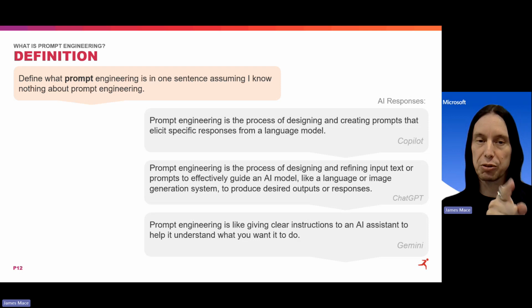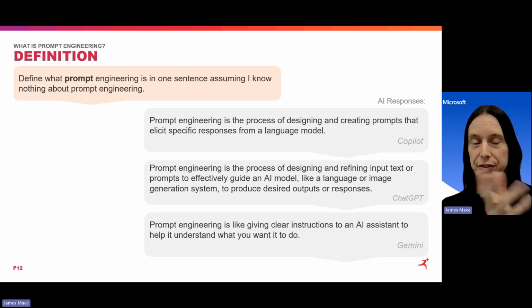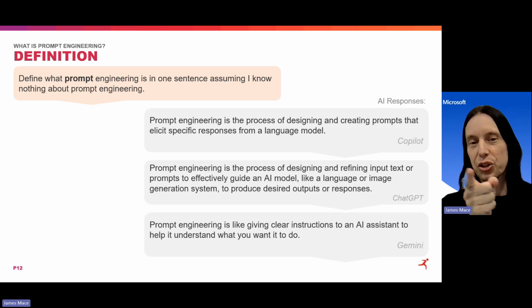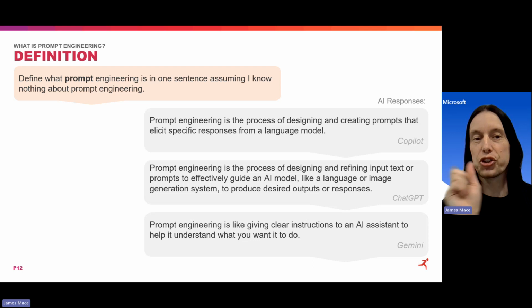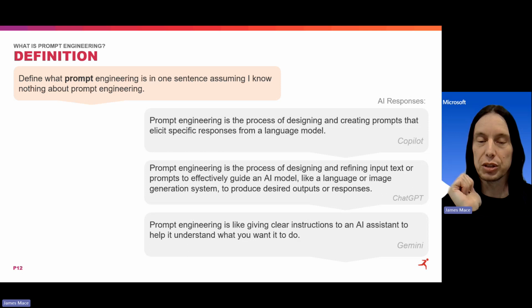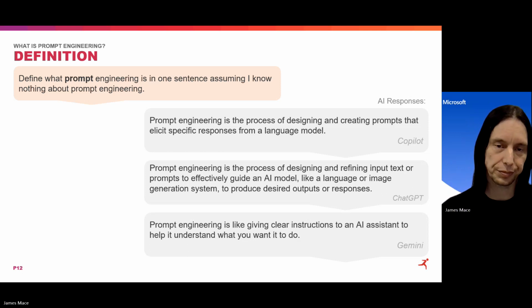I could have just said, define what prompt engineering is, and left it at that. I could have just gone to Google and searched and found a definition on Wikipedia or a dictionary. But I added some additional elements, right? In one sentence, assuming I know nothing about prompt engineering. These are actual elements of prompt engineering, and we're going to explain those coming up.